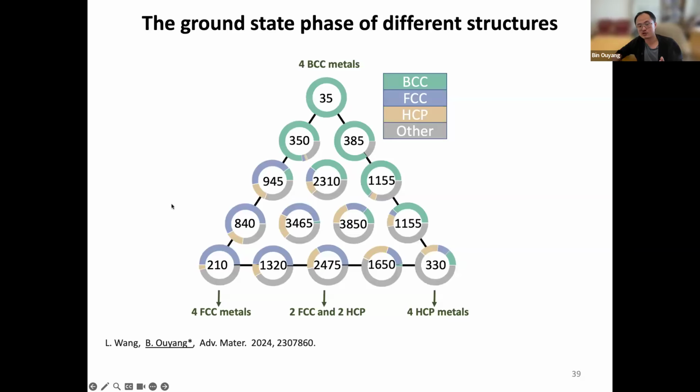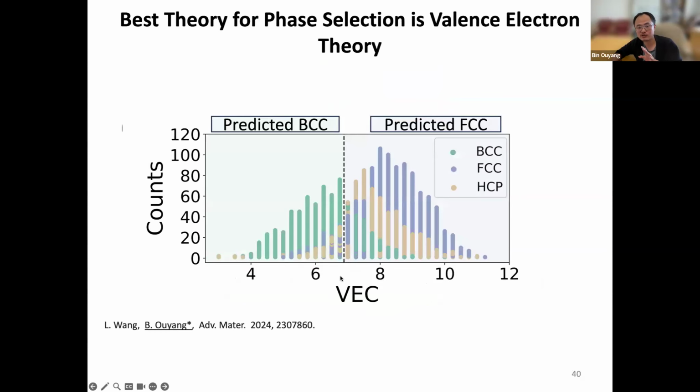Okay, so this is really intriguing because the BCC story is so simple, but the rest of them are so confusing. So we definitely need a quantitative model to help us predict. Before I introduce our model, I want to introduce valence electron concentration. This is widely used, so far the best model to predict which phase you're going to form. All you need to do is calculate how many valence electrons you have. That's why it's called valence electron concentration.